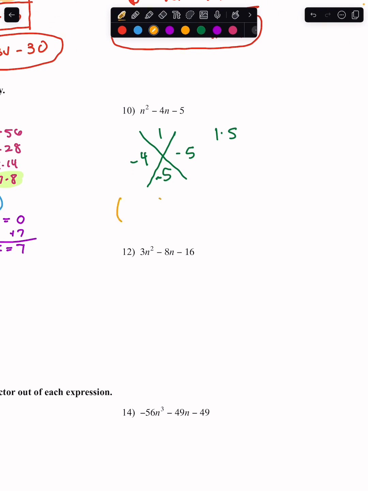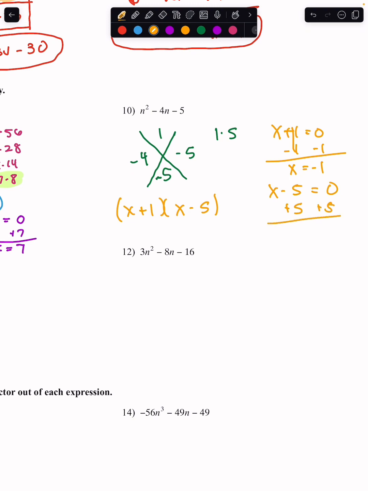Okay, so now we're going to go this way. X plus 1, x minus 5. I'm going to write this over here. Equals 0. And then we're going to do x minus 5 equals 0. So I'm going to subtract 1. X equals negative 1. And then I got a plus 5, x equals a positive 5. Or you don't have to put the positive sign, but you can.